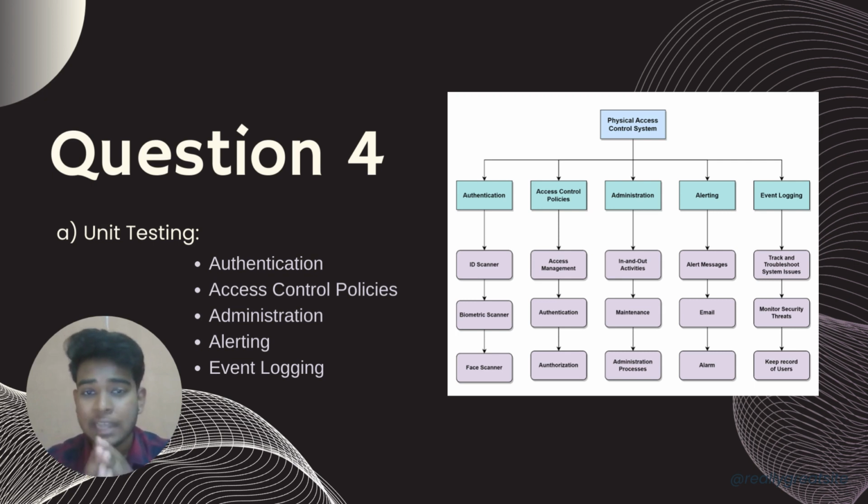Moving on to the last one, event logging. To conduct unit testing for the event logging feature, we created test cases to validate the tracking and logging functionality. We also ensure that the system accurately logs the necessary information such as user access times and denied access times, and lastly, we ensure that the log data is stored correctly and can be retrieved when needed. So this is all about the unit testing conducted for the physical access control system for the five main features.